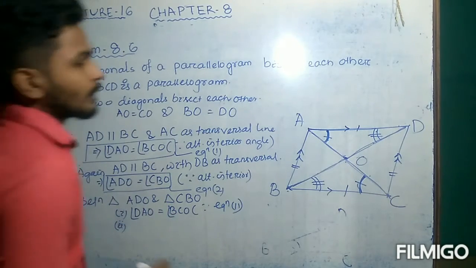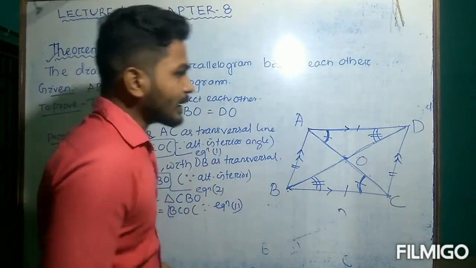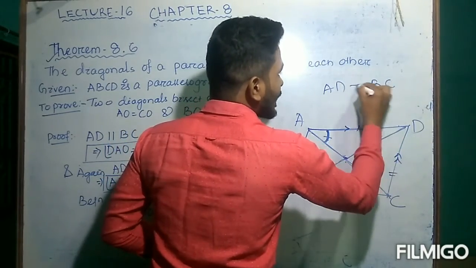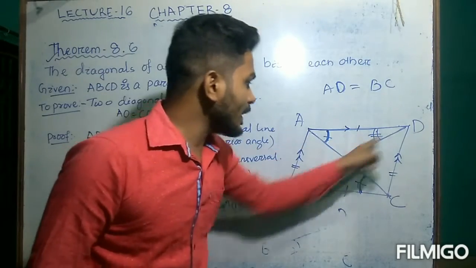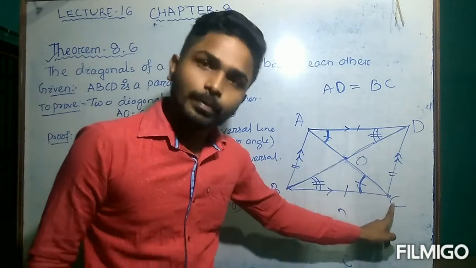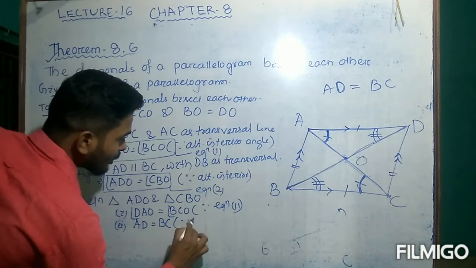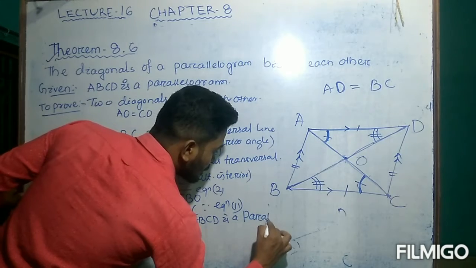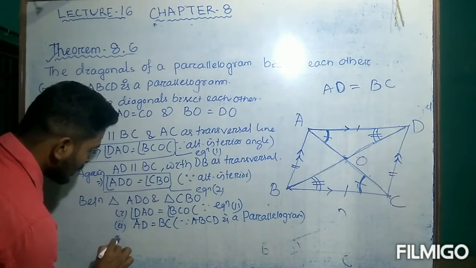Second statement. Since it is a parallelogram, the pair of opposite sides are equal, right? That means AD and BC are two opposite sides and they are equal according to the property of a parallelogram. Since AD is a side of the triangle ADO and BC is a side of the triangle CBO, we can write AD is equal to BC. Why? Because ABCD is a parallelogram. Understood?